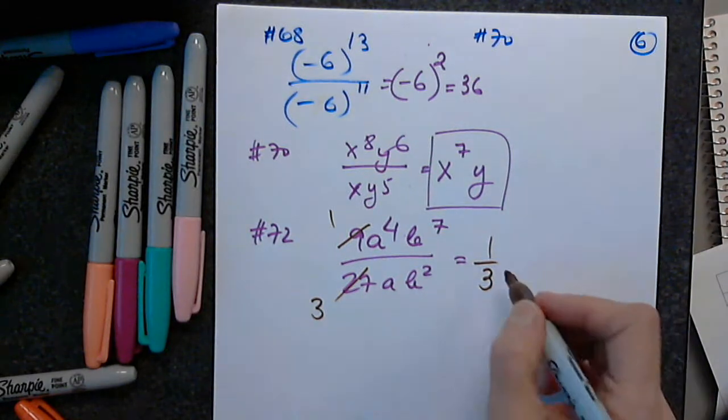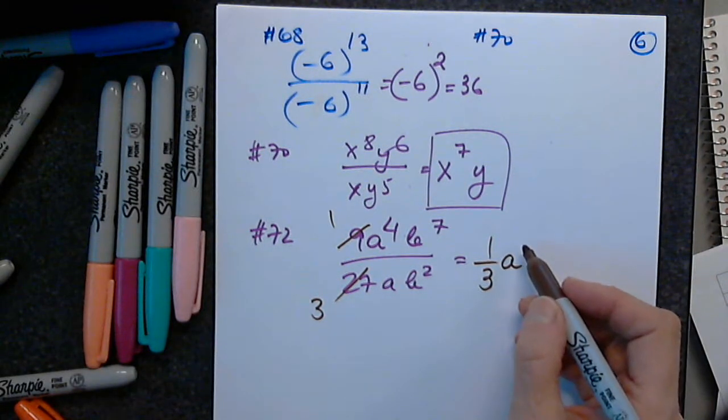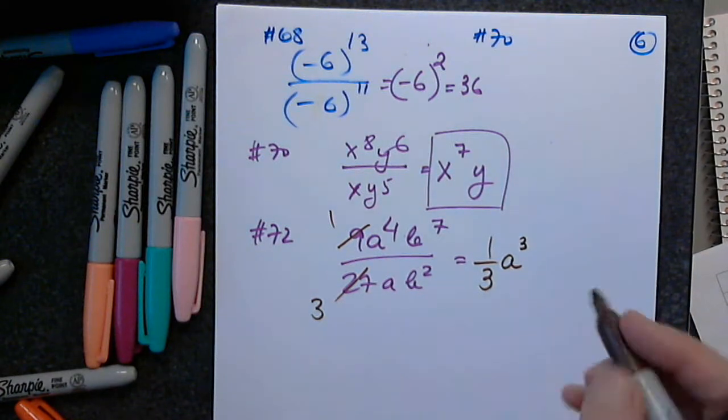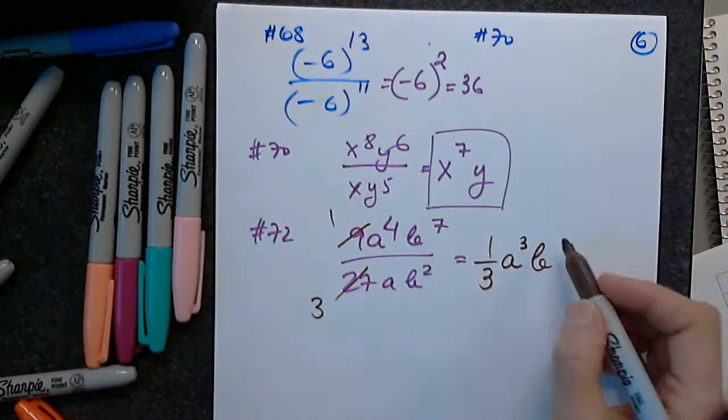For a, I copy the base, what happens with the exponents, and what do I get as the result? Subtract 1 from 4. So I have 3. Perfect. Copy the base for b, 7 minus 2. Very good, which is 5. Perfect.